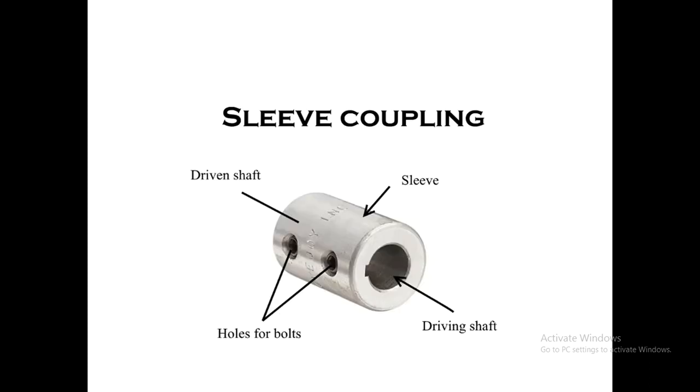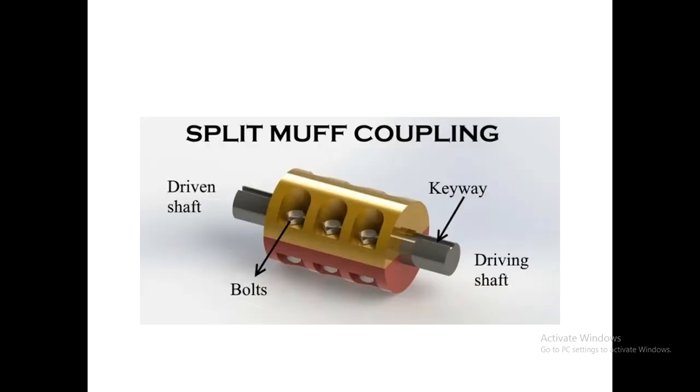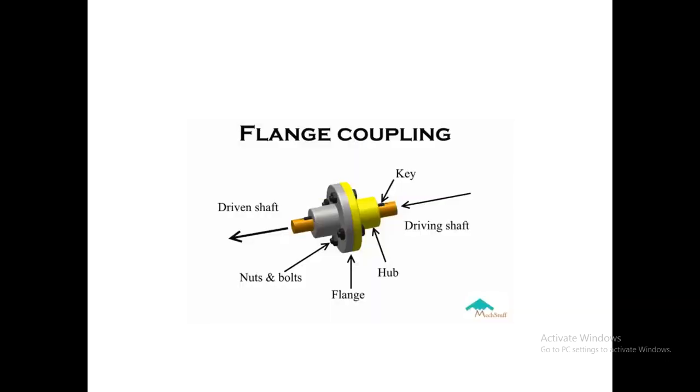Here we can see a sleeve coupling. This is considered a hollow cylinder, also called a sleeve, inside which the driving shaft and the driven shaft will be connected, and holes are provided for bolts. A split muff coupling is similar to a muff coupling, except that it is split into two separate components which are connected using bolts, and a separate keyway is provided between the shaft and the coupling for perfect alignment.